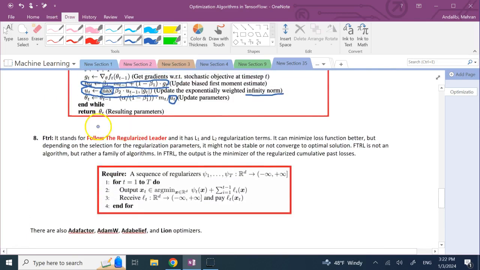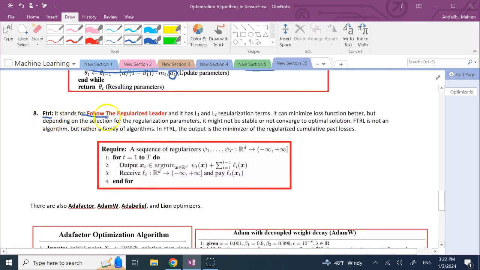Now, there are other algorithms. One of them is called FTRL, or follow the regularized leader. This is made and published by Google, and it has regularization terms based on either L1 norm or L2 norm. It can minimize the cost function better, but depending on what weights you choose for those regularizations, it might lose its stability, or at least become less stable, and not converge to optimal solutions. So selection of the weights for the regularization to avoid overfitting is an important thing.